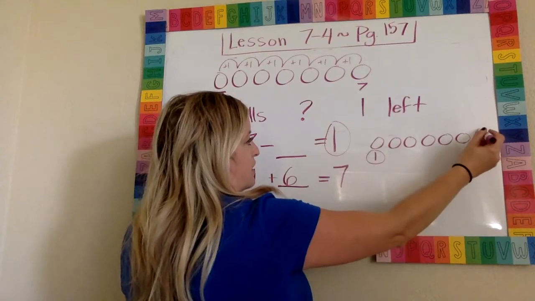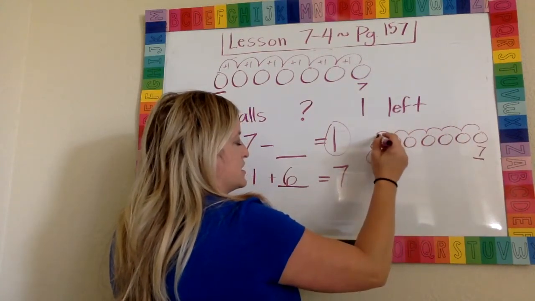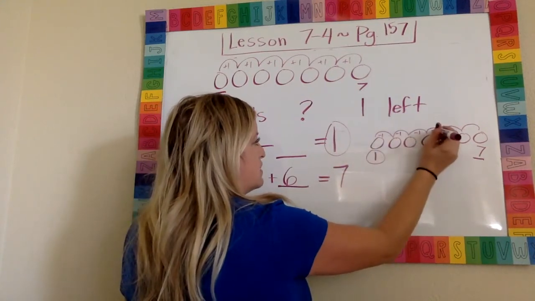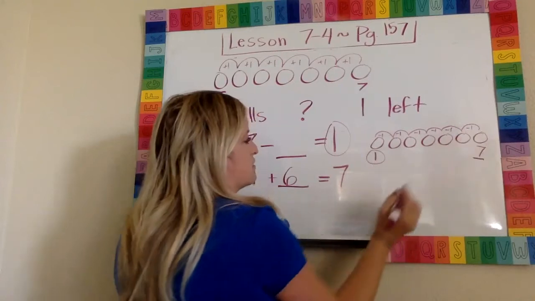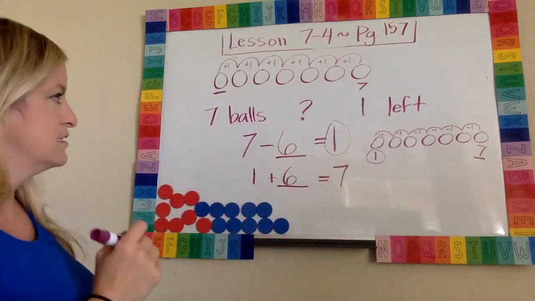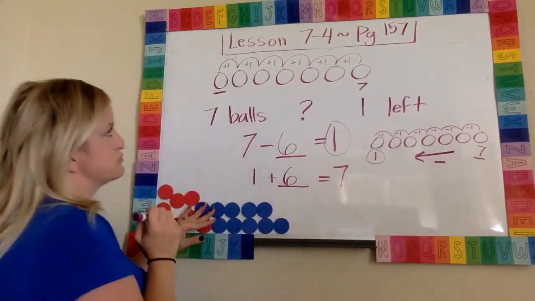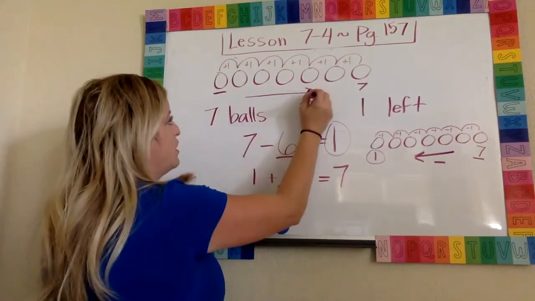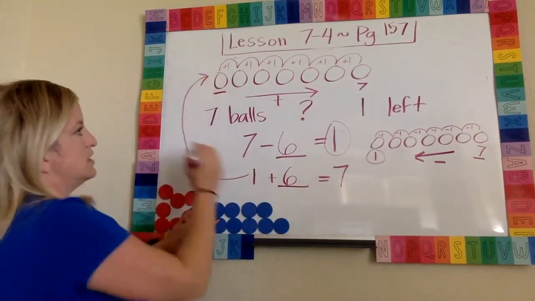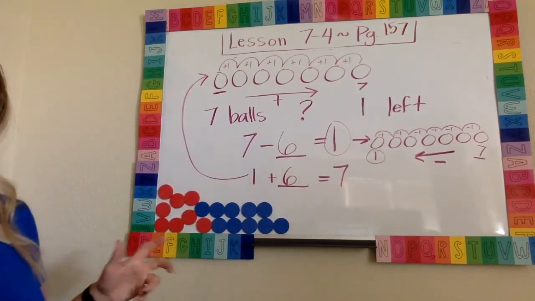So now I'm going to jump back. 1, 2, 3, 4, 5, 6. These are minus 1, minus 1, minus 1, minus 1, minus 1. And I know it's 7 minus 6. So here I moved backwards, which is subtracting. Here I moved forwards and I'm adding. So this is for this one. This is this one. Okay.